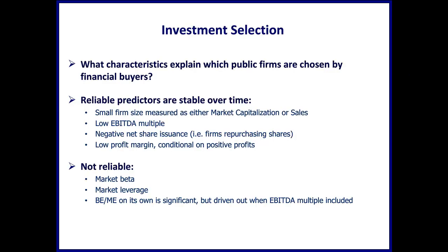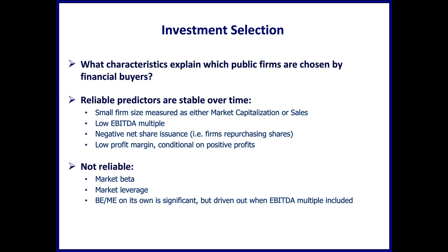The first step is to study the investment selection. So I'm going to collect a sample of publicly traded firms that were taken private by financial buyers. I'm studying this from the early 80s through the mid-2016. And I'm going to estimate a selection model, which is going to tell me what are the characteristics that are reliable predictors of whether you are selected for buyout.